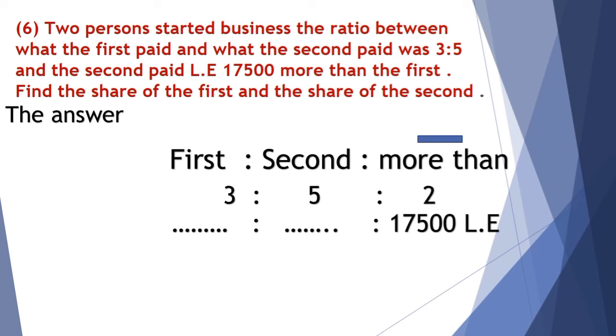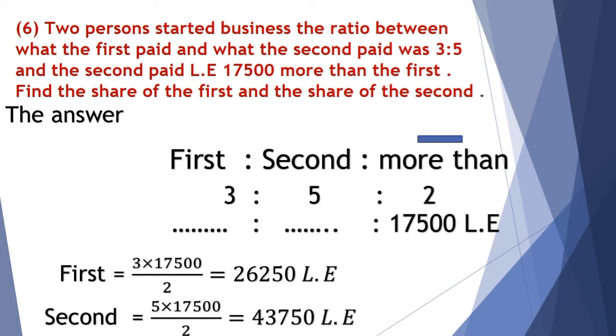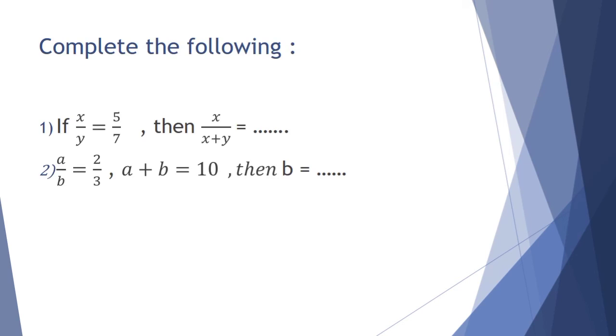So to get the first I will make 3 times 17,500 over 2, and it will be 26,250 LE. To get the second I will make 5 times 17,500 over 2. So the answer will be 43,750.